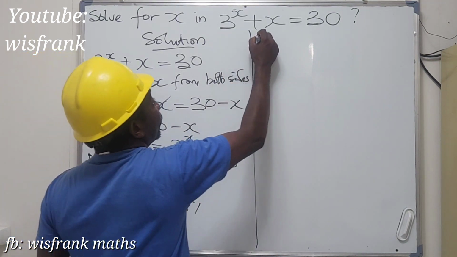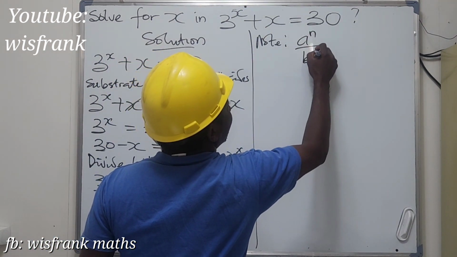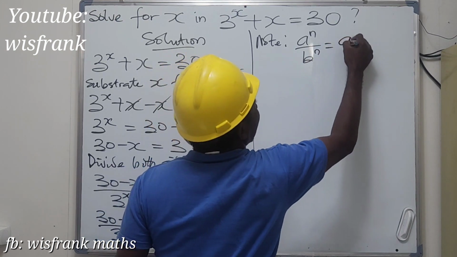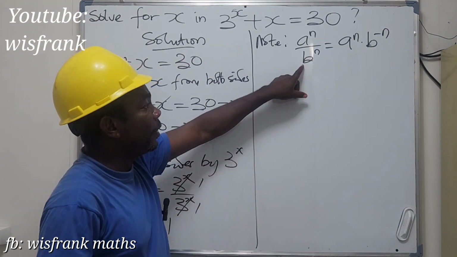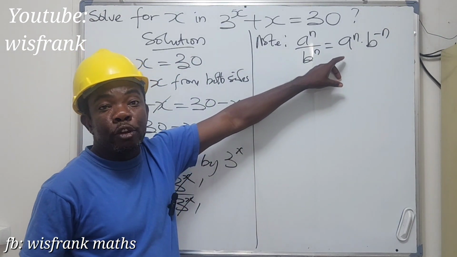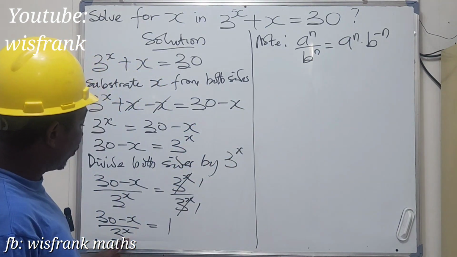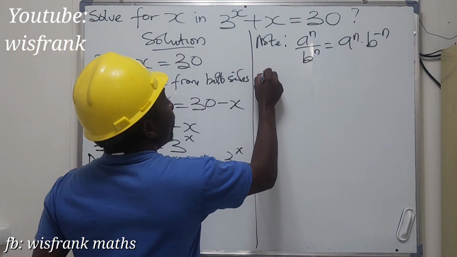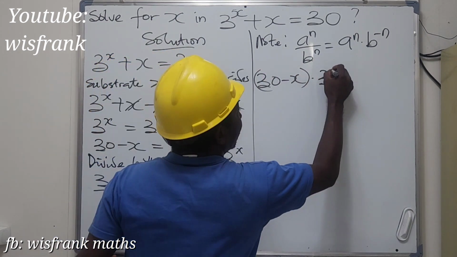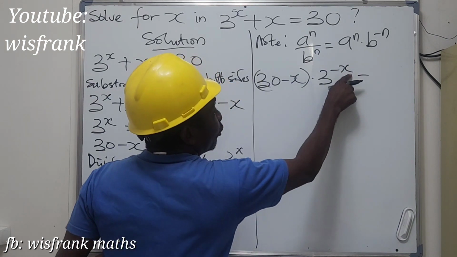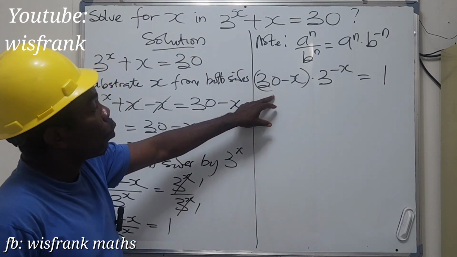We can recall the note that when we have a to the power of n all over b to the power of n, it is the same thing as a to the power of n times b to the power of minus n. So this can go up and we multiply a to the power of n and b to the power of minus n. That's what we are going to do here. So this will become 30 minus x times 3 to the power of minus x equals 1. So this is what we have.